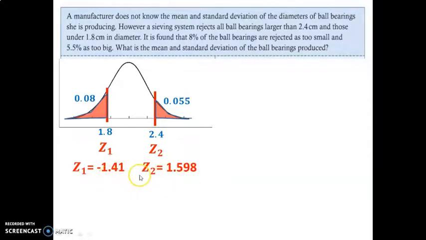So now that we have the z-scores, can we do the z-score formulas? One formula for each. We're going to create one for this, one for this. Try it now. So the z-score formula for the first one is this. All right, here's our value minus the unknown mean over the unknown standard deviation equals that z-score we calculated. And the other formula for this one will be this.